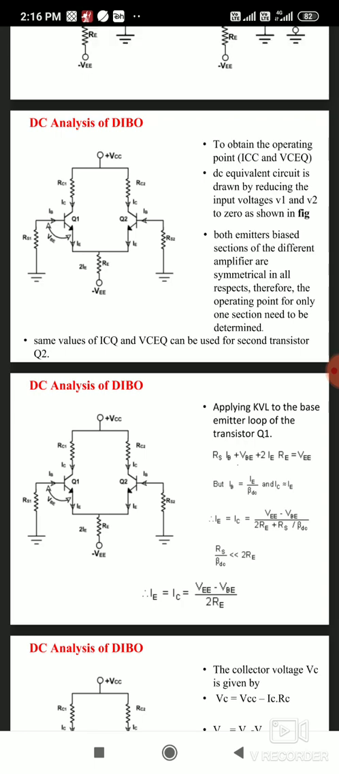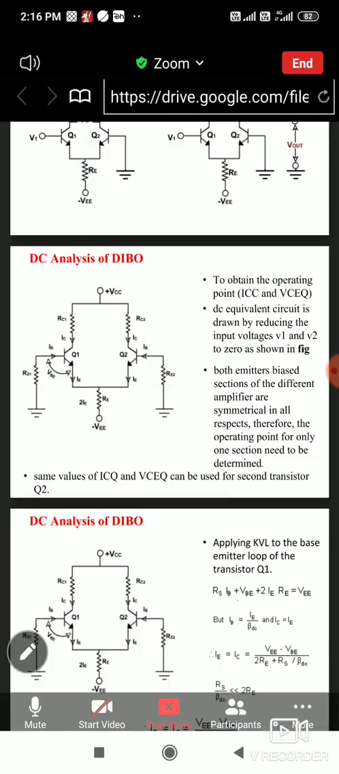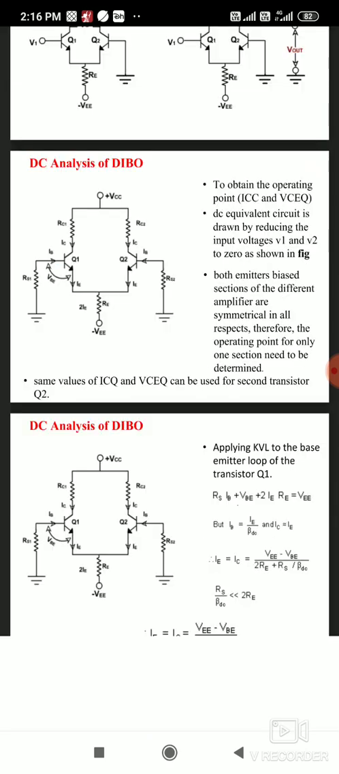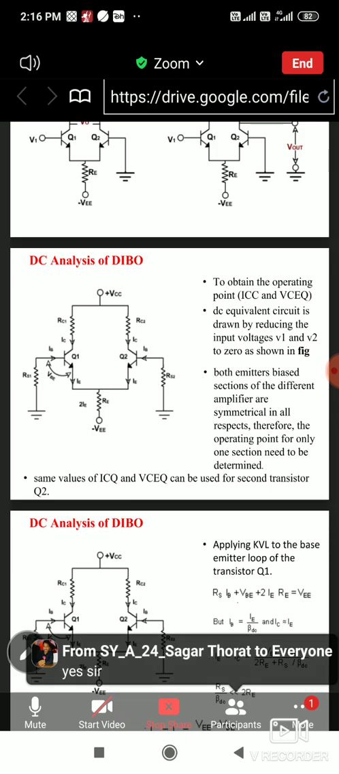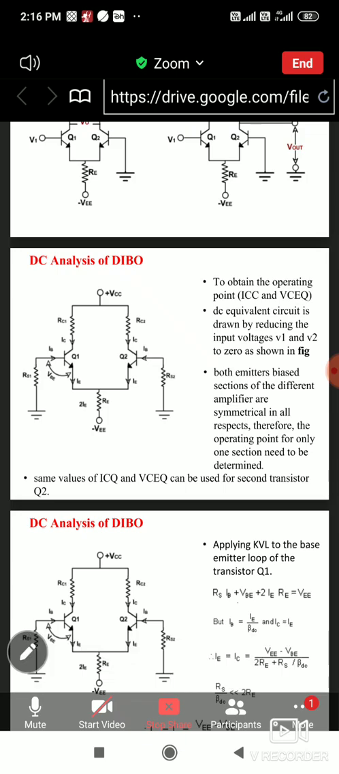Have you heard this word, DC analysis? Heard or not? Okay. So can anyone elaborate what is the meaning of this DC analysis? Why is it required for a transistor circuit?